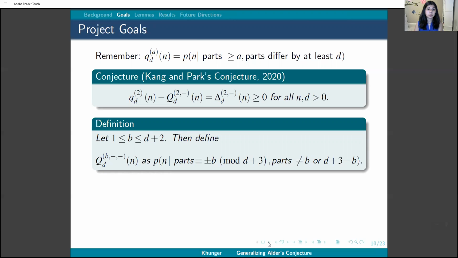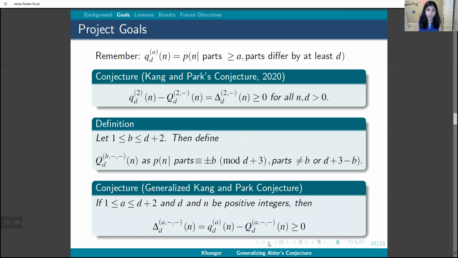Notably, we're going to define big Q sub d,b double-dash of n as the partitions of n given that the parts are congruent to plus or minus b mod d plus 3, but now where the parts can't equal b or d plus 3 minus b. So that's the two smallest parts in question. And our new conjecture uses this delta sub d,A double-dash of n, which is the difference between Q_d,A and Q_d,A double-dash. And we conjecture that this is also always non-negative.